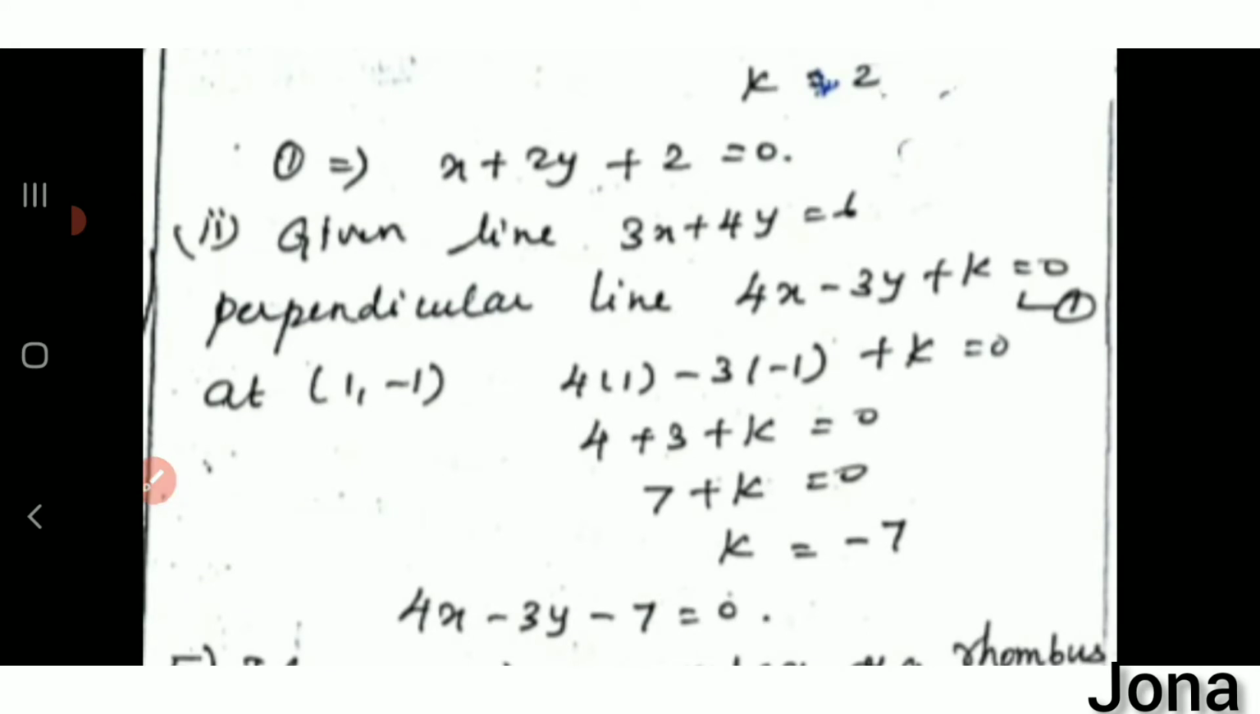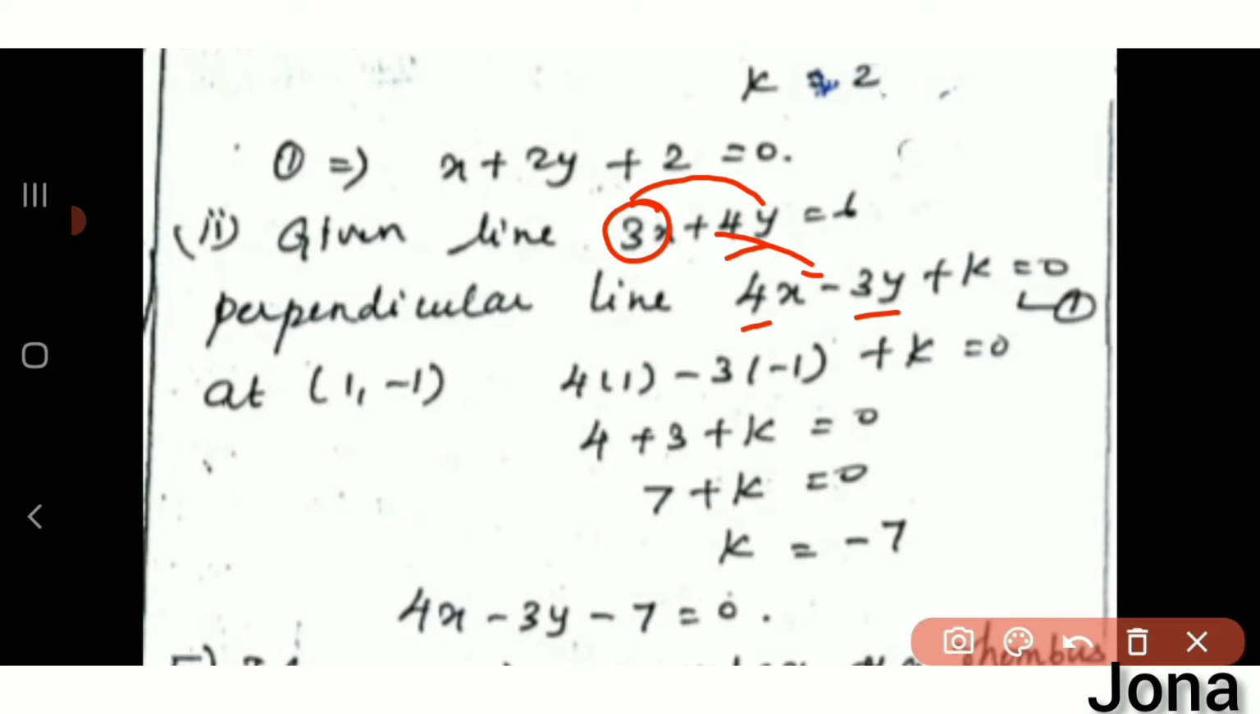Second one, given line 3x + 4y = 6. From this we have to find the perpendicular line, isn't it? For this perpendicular line, we have to do one thing. We have to interchange the coefficients of x and y. Here the coefficient of y is 4, so put 4 here, and the coefficient of x is 3, so put 3 here. And in between we have to change the symbol also. Plus will change to minus now.